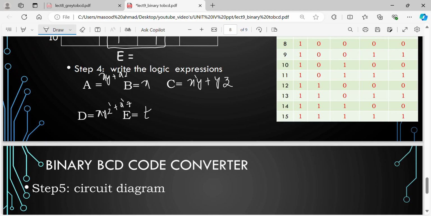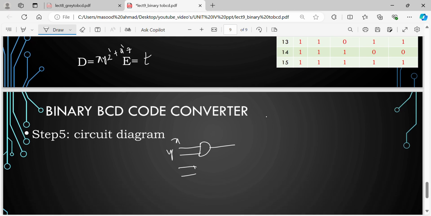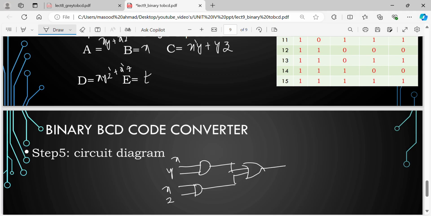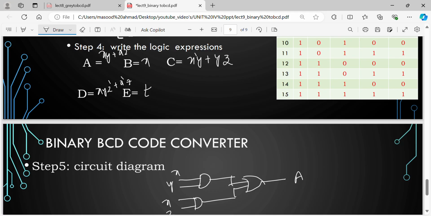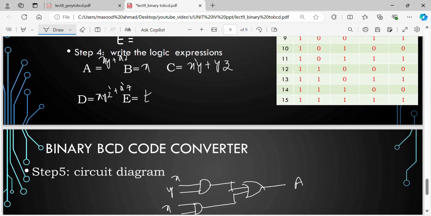So with these expressions, I can draw the diagram. Take X and Y and connect them to an AND gate, one input X, another input Y. Next XZ, another AND gate, one input X, another Z. Then connect them into an OR gate, and that will give you A. Next B. This B is directly from X, no circuitry required.